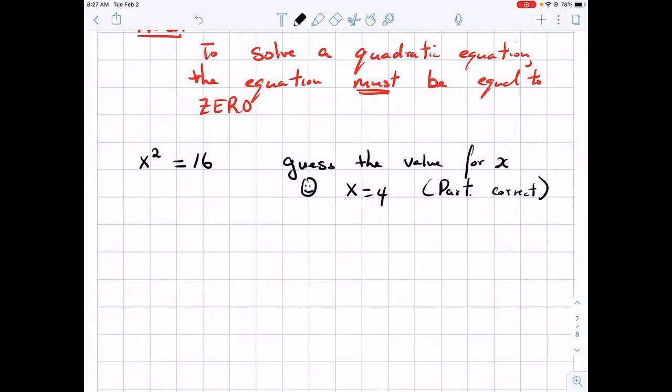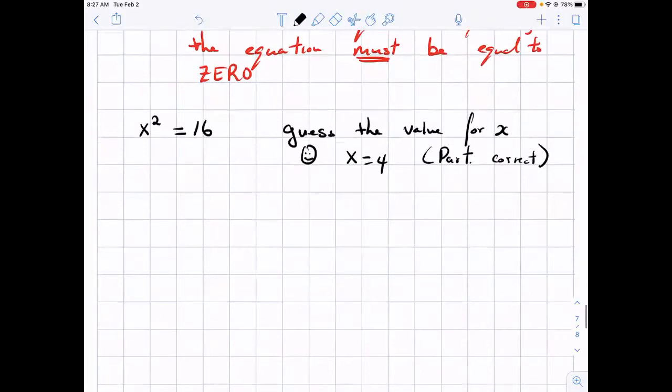And I'll show you why, and this is why I strongly suggest setting it equal to 0. Now, there's a way to get this correctly. You can take the square root of both sides, but you have to put the plus or minus, which is what most people forget.